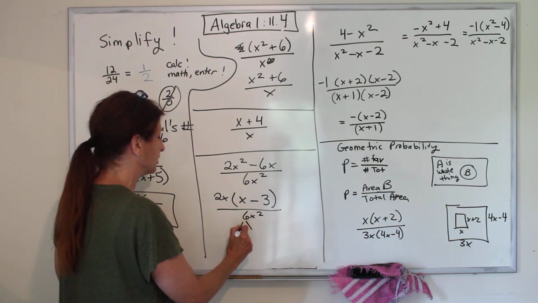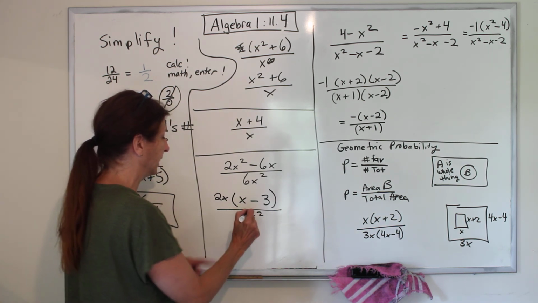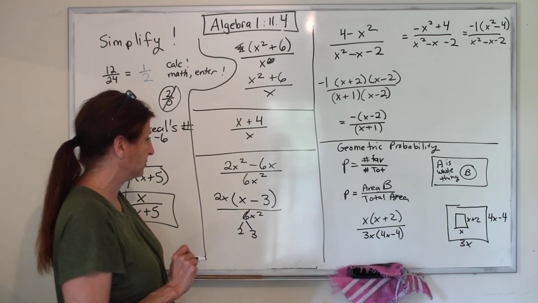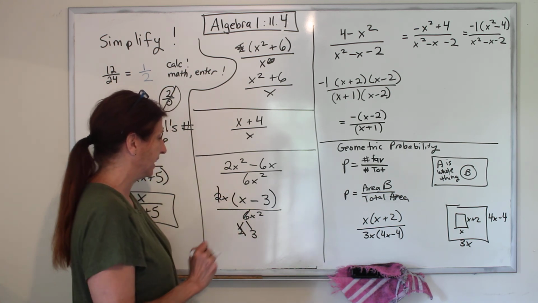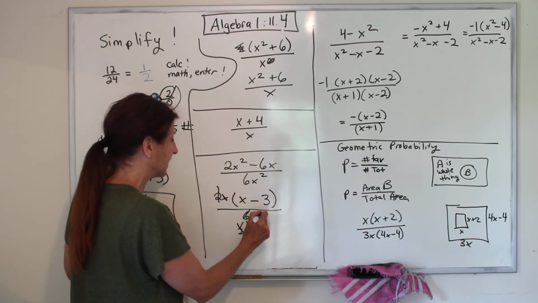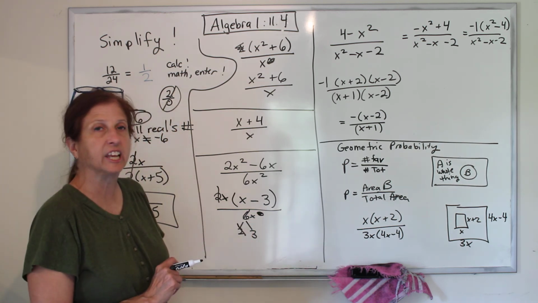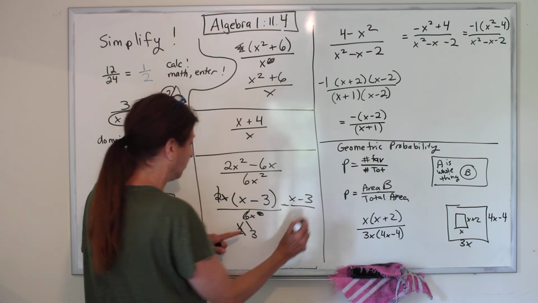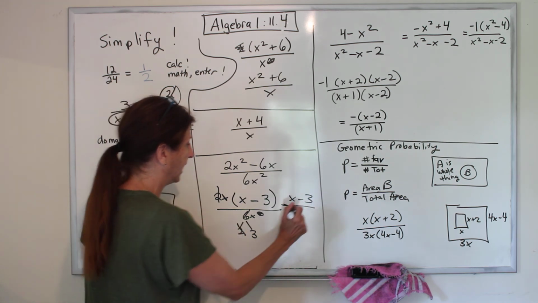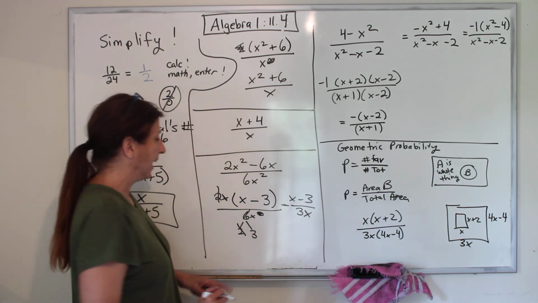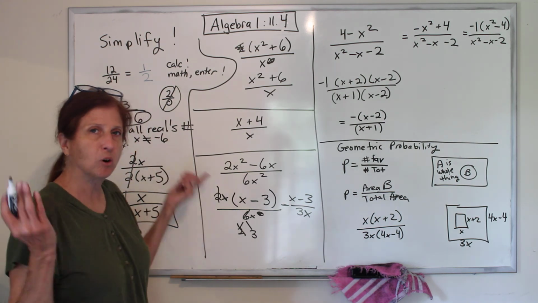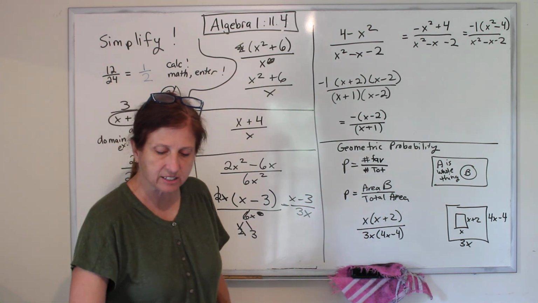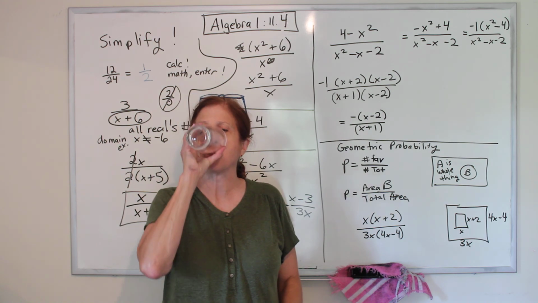And this 6 is made out of 2 times 3. So I'm going to turn that 6 into 2 times 3, and my 2's can cancel out. This x can cancel out one of those x's, leaving one. So what I'm left with is x minus 3 on top and a 3x on bottom. And I think these are fun because I like marking out. I think crossing out is just one of the most fun things you can do in math.